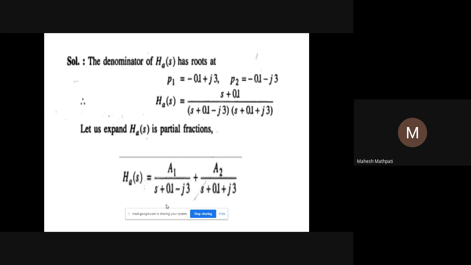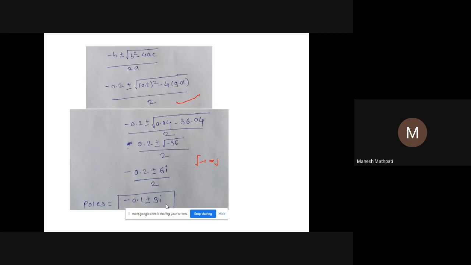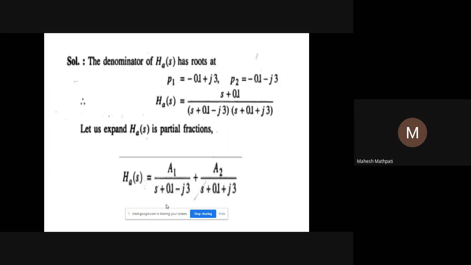Now you just write down the solution. Hope my screen is visible. Have you noted the poles? Have you noted these points? Okay, let me move to the next part. The denominator of H(S) has roots. Just write that: P1 equals minus 0.1 plus J3, comma, P2 equals minus 0.1 minus J3.